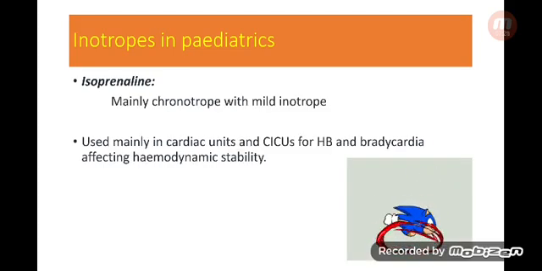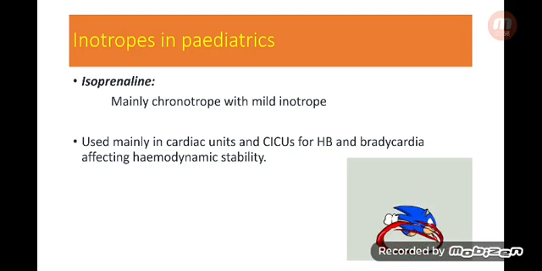Now we go to something that I don't think a lot of people have really used, but it's still worth a mention. So isoprenaline. Isoprenaline is mainly a chronotrope. It's got some inotropic effect. Again, I think mostly the kind of support it gives is coming more from the heart rate. Don't forget that your cardiac output is all about stroke volume times heart rate. So heart rate can support things for you if needed.